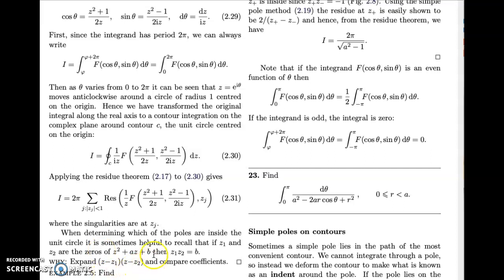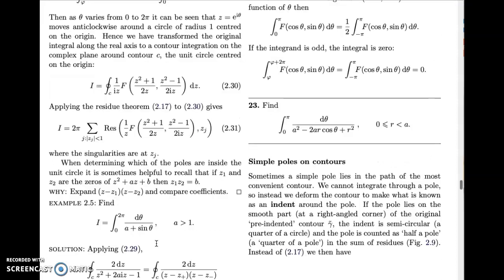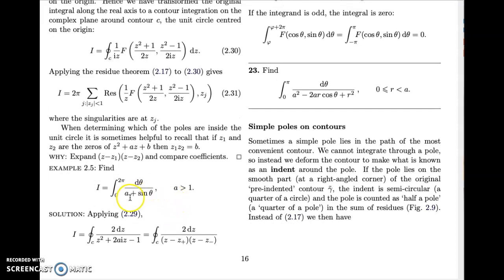So Z1 times Z2 is equal to B. This is a very useful thing to remember. Simple result, but useful. Okay, let's see how this actually works with a proper example. We're going to integrate this. We're choosing A to be larger than 1, so the thing on the bottom is never 0.